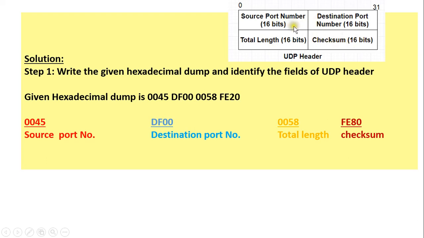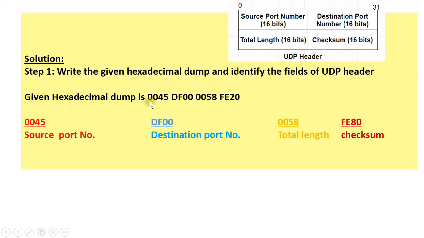The source port number identifies the source process. The destination port number identifies the destination process. The source and destination processes may be the client processes or the server processes. The total length includes the length of the header as well as the data, and the checksum field is used to verify the integrity of the UDP header and data, but this checksum is optional in UDP.